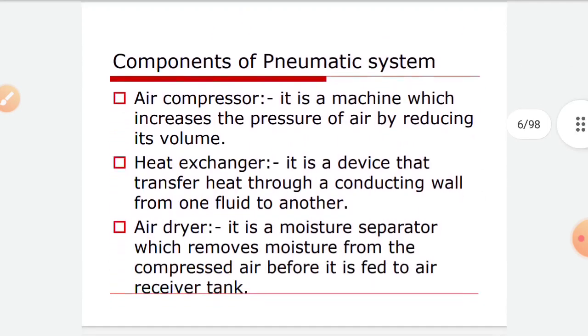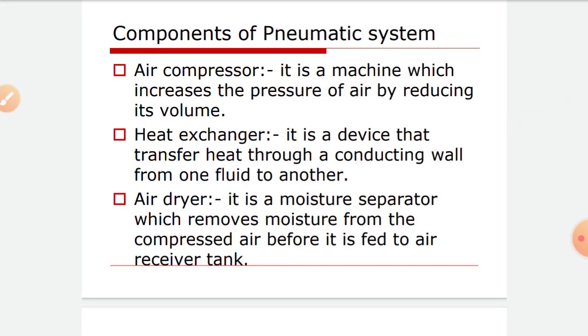So the first component of pneumatic system is air compressor. Air compressor is a machine which increases the pressure of air by reducing its volume. Next one is a heat exchanger. It is a device that transfers heat through a conducting wall from one fluid to another.